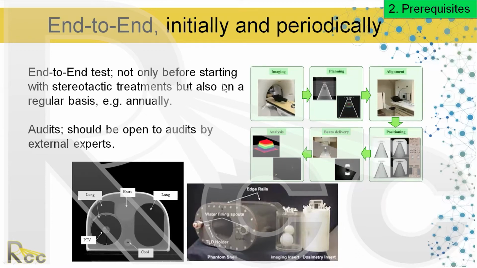It's not just one time when you're commissioning your system. It's annually is a good period, or it could be more often, depending upon how many treatments you're doing. And this is just showing you're going through all these different points. You're looking at the imaging and the CT, the planning, then the alignment prior to and then the positioning, then the beam delivery, and then you're analyzing all these things together.